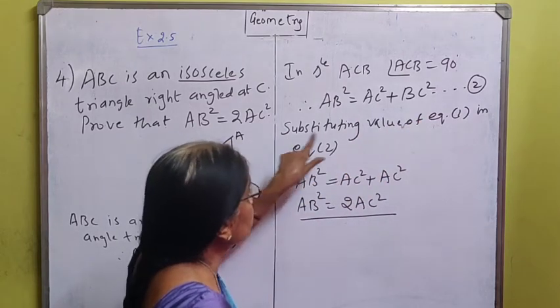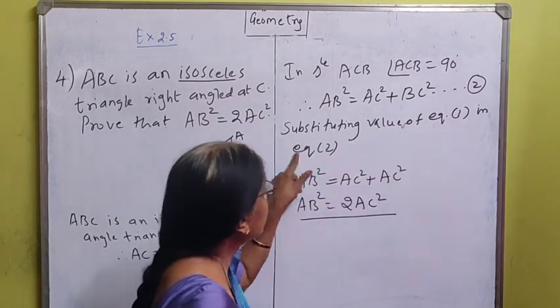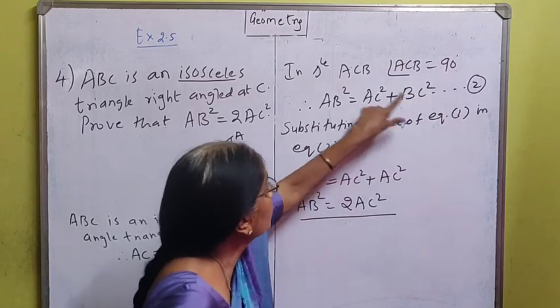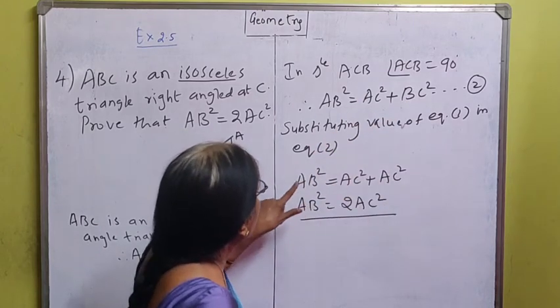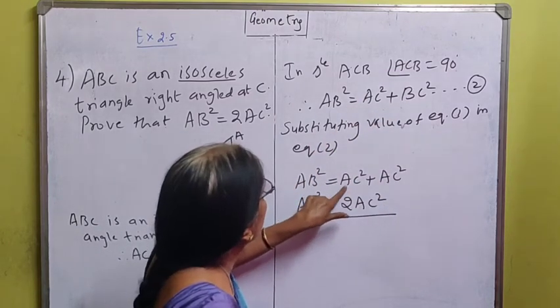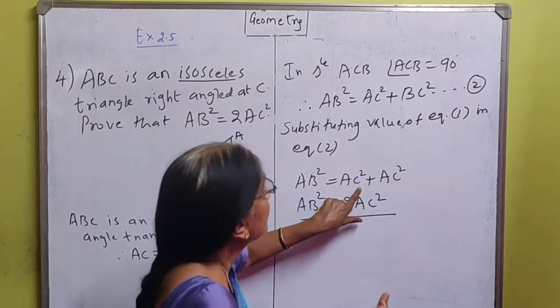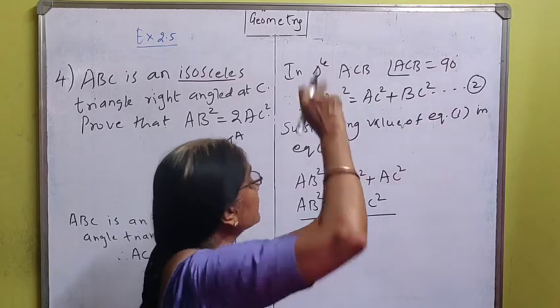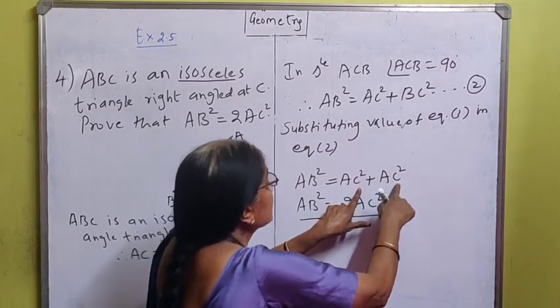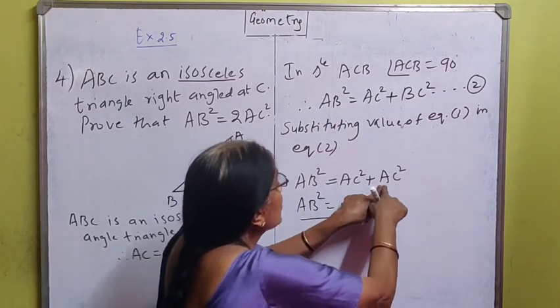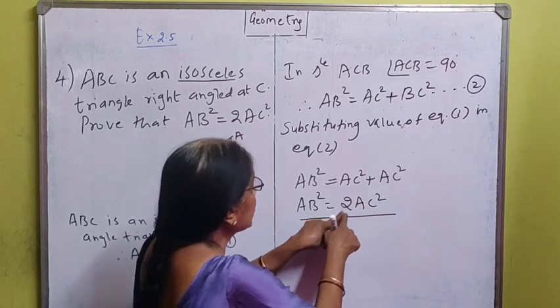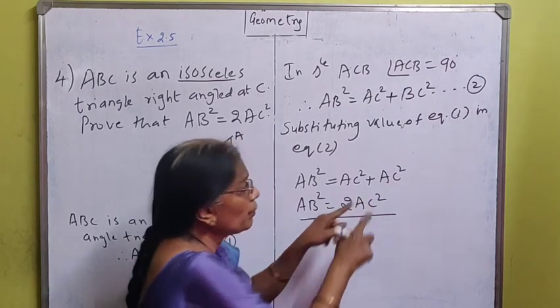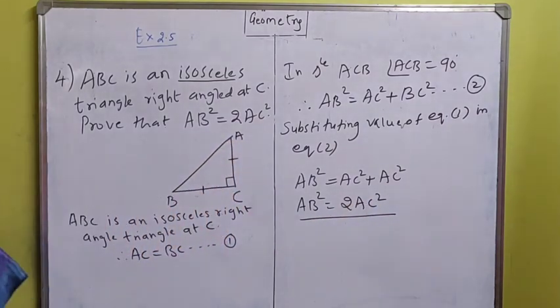So what I have written, substituting the value of equation 1 in equation 2, means BC I am going to take as AC. So what I got, AB square is equal to AC square plus BC square, and BC I will take as AC, so AC square plus AC square. 1 AC square plus 1 AC square is how much? 2 AC square. So AB square is equal to 2 AC square. This is what I have proved and this is what he has asked.